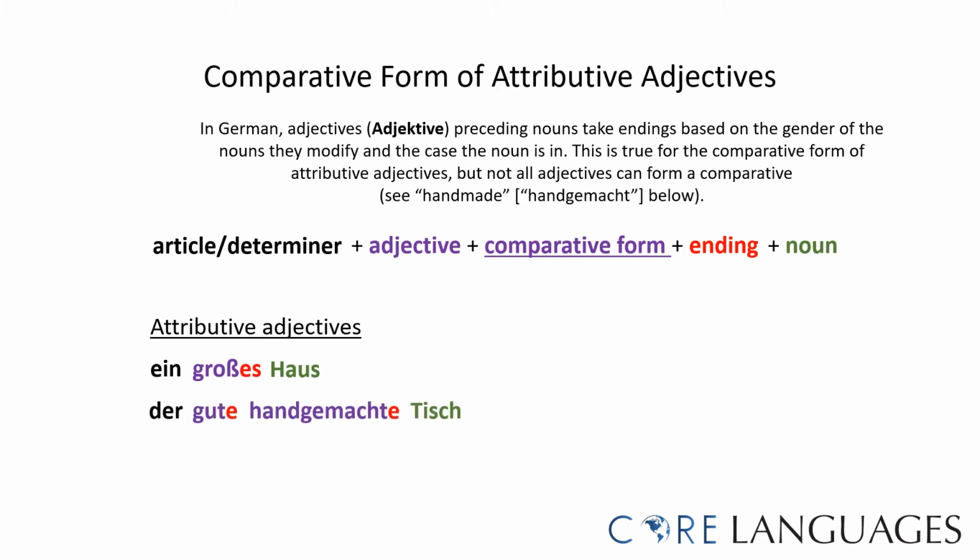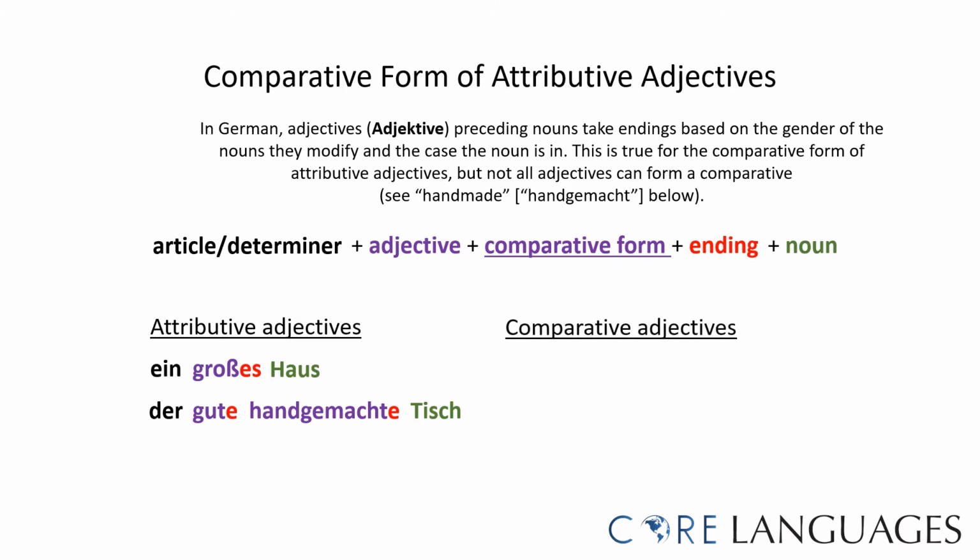Or der gute, handgemachte Tisch, the good, handmade table. The adjectives are gut and handgemacht, and we added the ending e for a masculine nominative noun with a definite article.